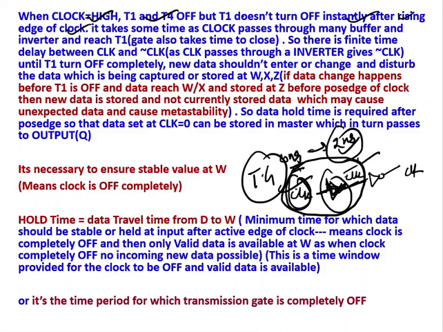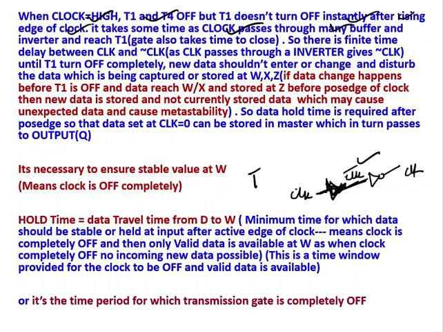It takes some time as the clock passes through many buffers. If you remember, I already explained this one. This is the clock source, let's say the oscillator. The clock has to pass through the clock pin of this flip-flop, right? So it passes through many buffers and inverters and reaches T1, the gate pin of this transmission gate. So it takes time to close. So there is a finite time delay between this clock and clock bar, because the clock passes through an inverter and gives clock bar.